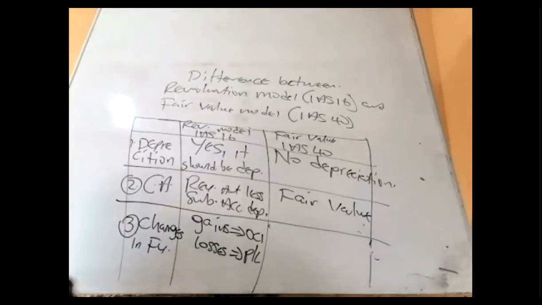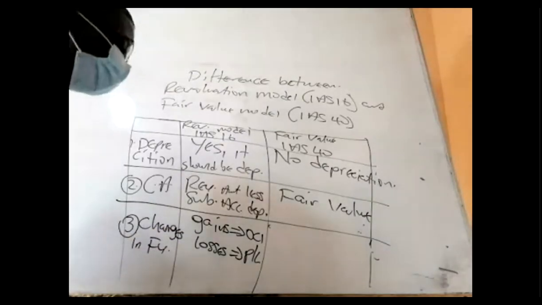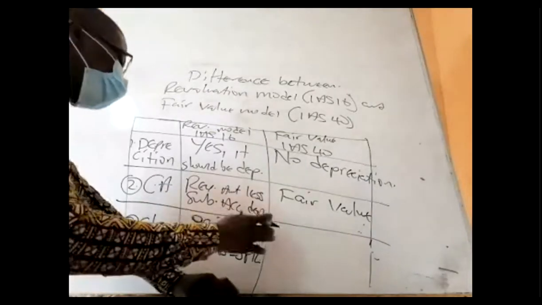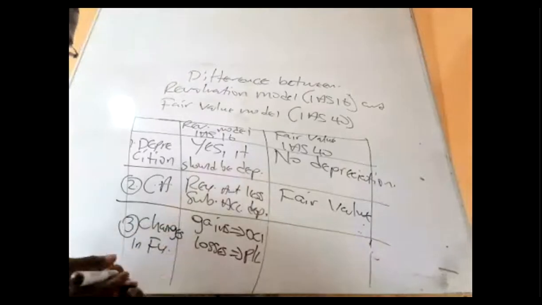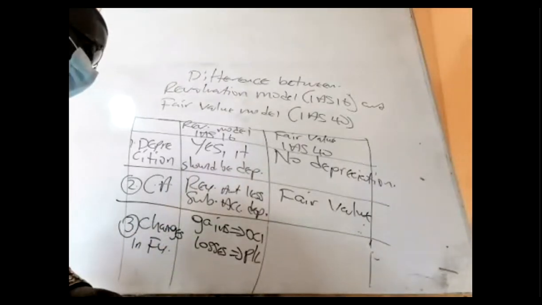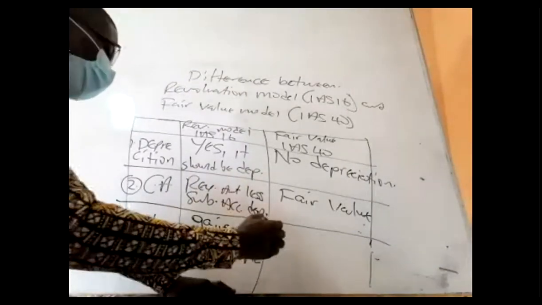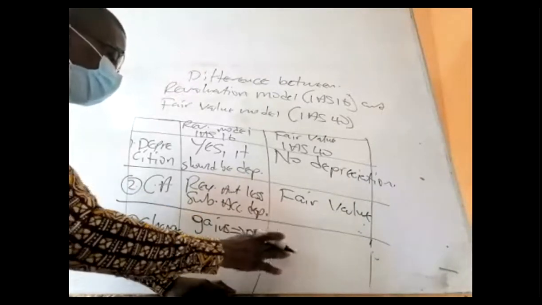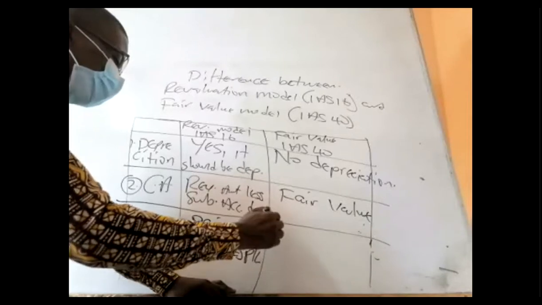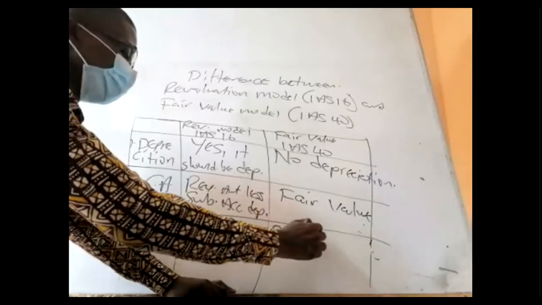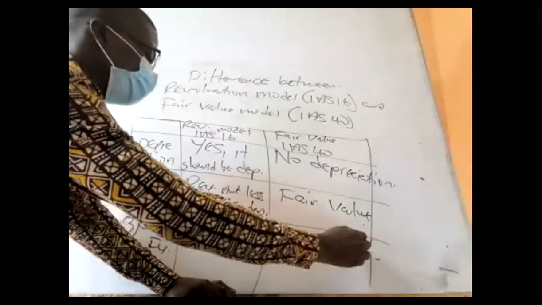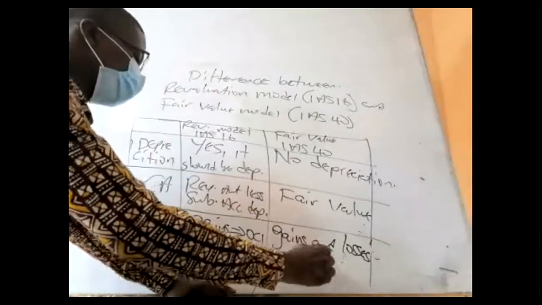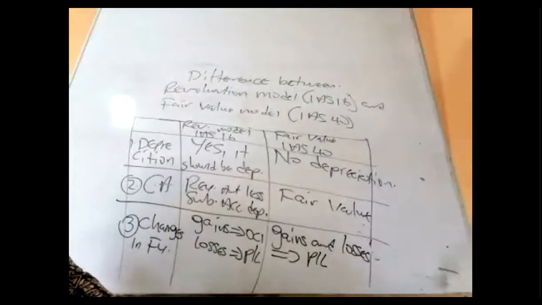Good. Now let's go to the fair value model. Under the fair value model, all changes are reported in the P&L. So both gains and losses are reported in where? P&L. All of them go to one place. That is all.